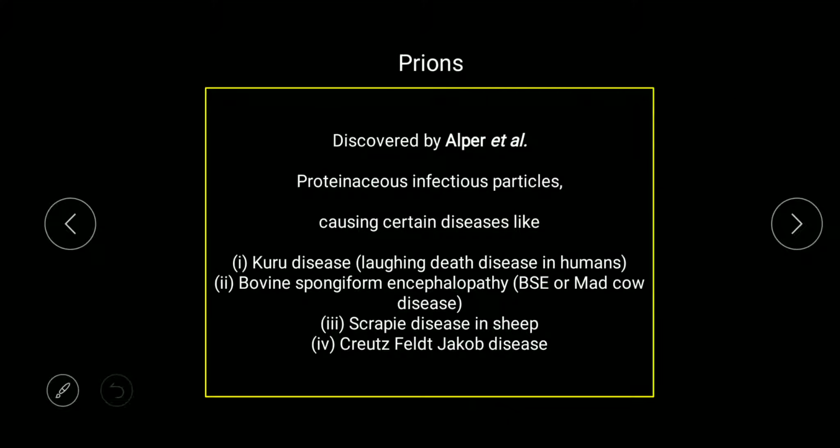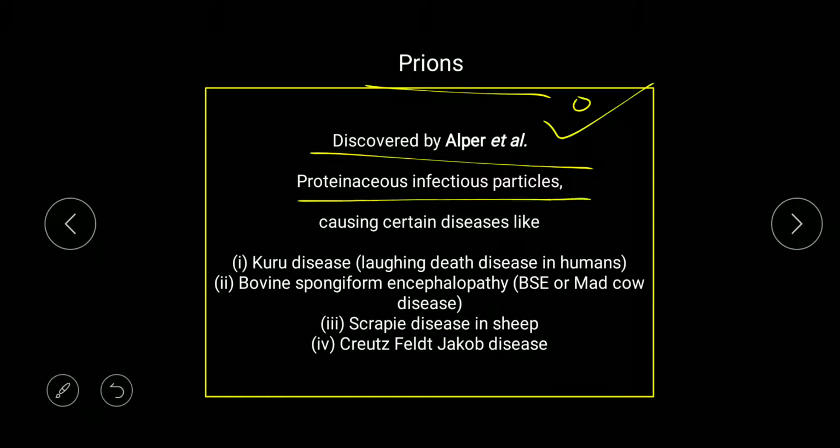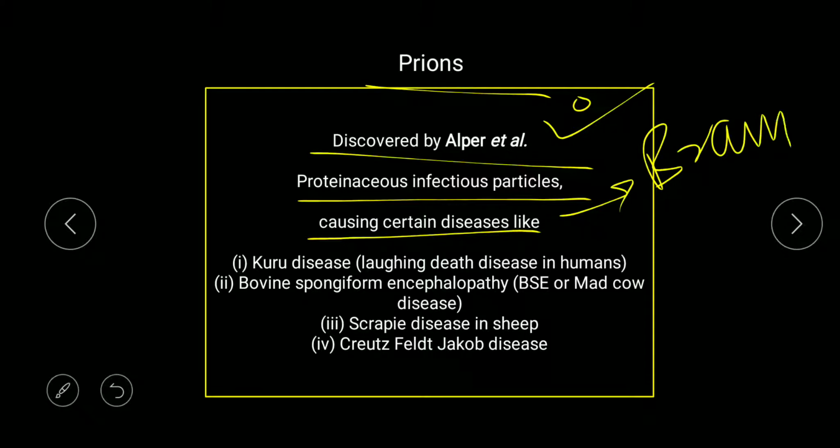Next to viroids, prions. When proteins are infectious, they are known as prions, and they were discovered by Alper et al. Proteinaceous infectious particles, they are prions. They cause certain diseases, particularly diseases related to the brain. They cause some of the brain disorders.